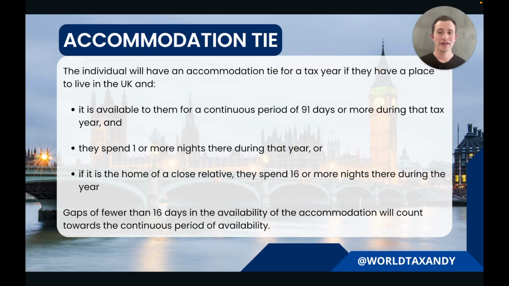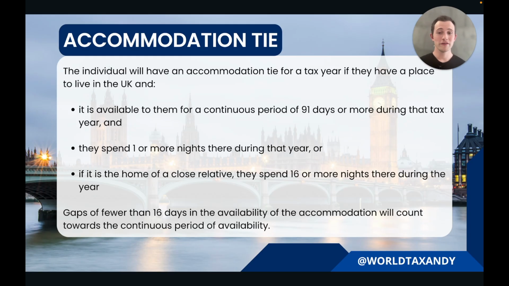So next we've got the accommodation tie. This says that the individual will have an accommodation tie for the tax year if they have a place to live in the UK and it's available to them for a continuous period of 91 days or more during the tax year, and they spend 1 or more nights there during the tax year, or it's the home of a close relative and they spend 16 or more nights there during the year.